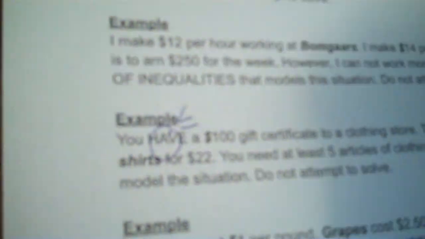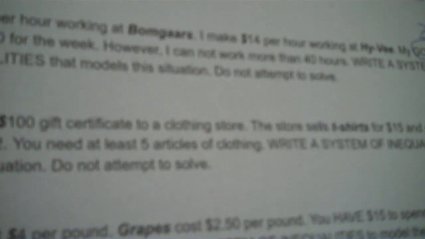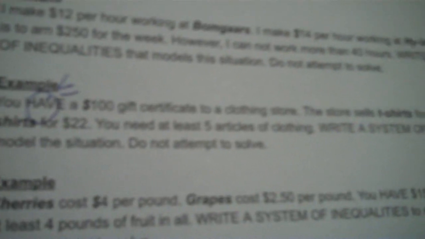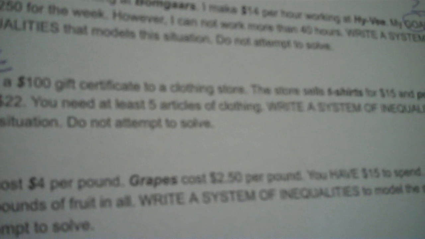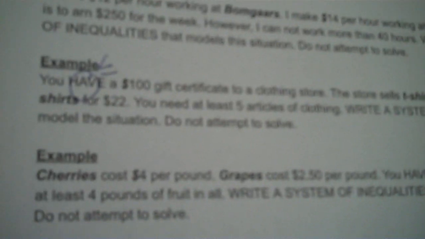Okay, next problem. You have a $100 gift certificate to a clothing store. You have, so that means less than or equal. The store sells t-shirts for $15 and polo shirts for $22. You need at least 5 articles of clothing. Write a system of inequalities to model the situation, but don't attempt to solve.